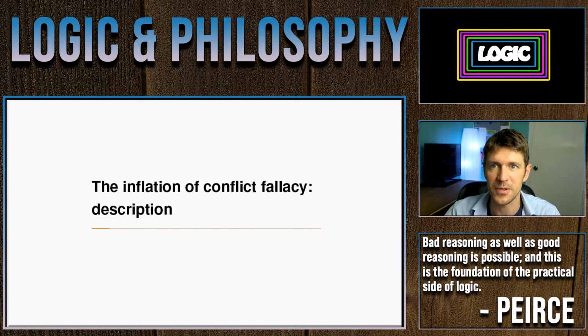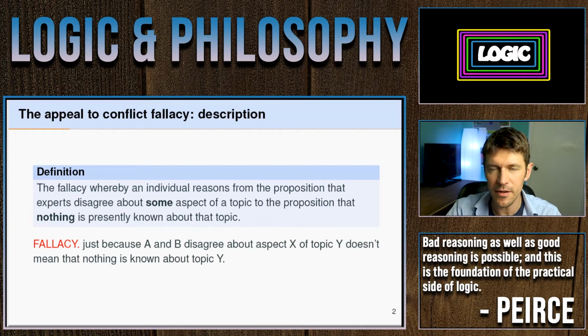So we'll start with the description. The description of the fallacy is pretty straightforward. Basically, an individual reasons from the proposition or sentence that experts disagree about some, it doesn't have to be all, just some aspect of a topic or subject, to the proposition that nothing is presently known about that topic.